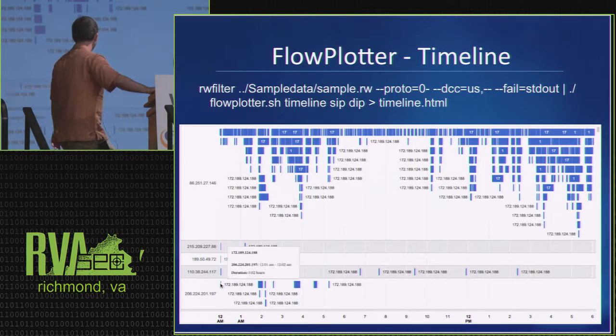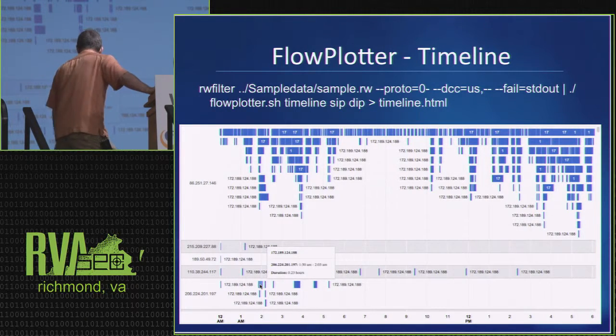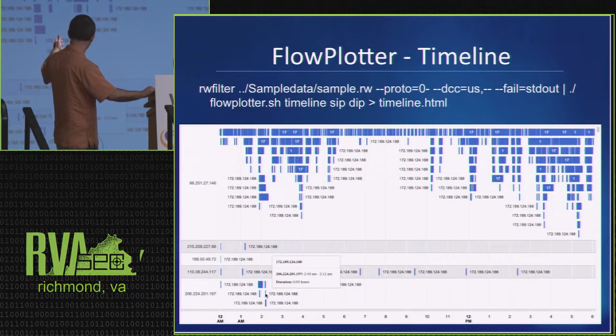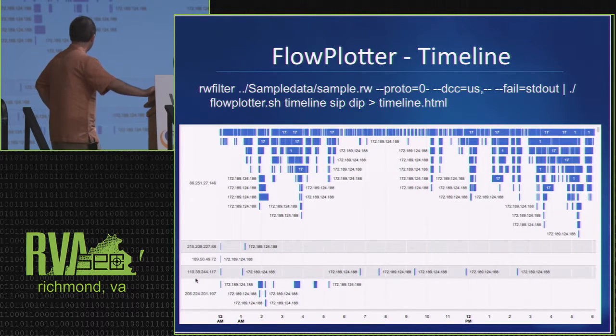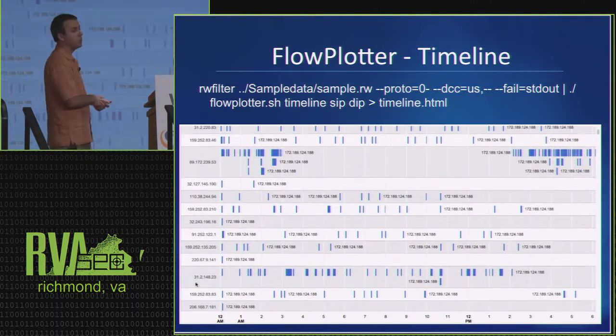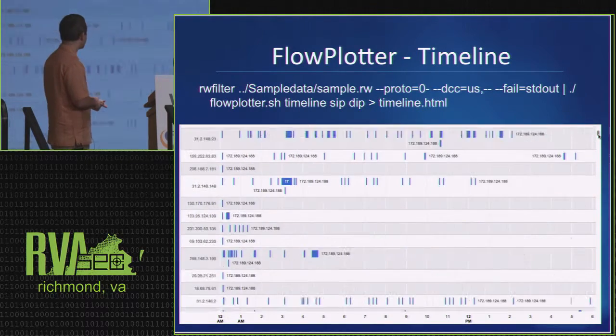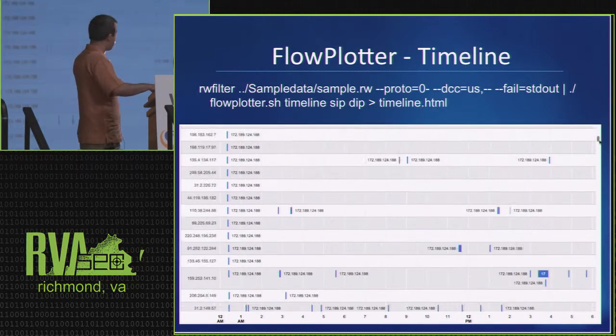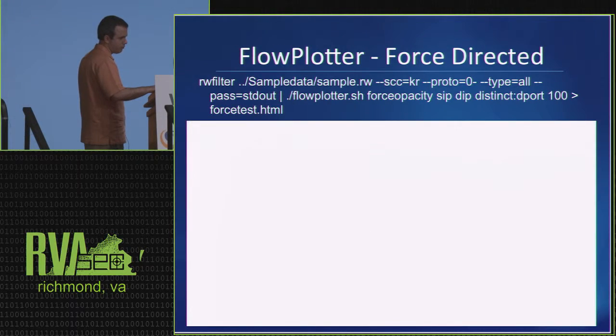Here's a timeline of a given IP. This is 172.189.124.166, maybe you can't tell from this. But as it goes along, as you'll see, it's saying every IP it communicated with, when it communicated with it, and showing comparisons between each. Again, it runs like all the rest of those.